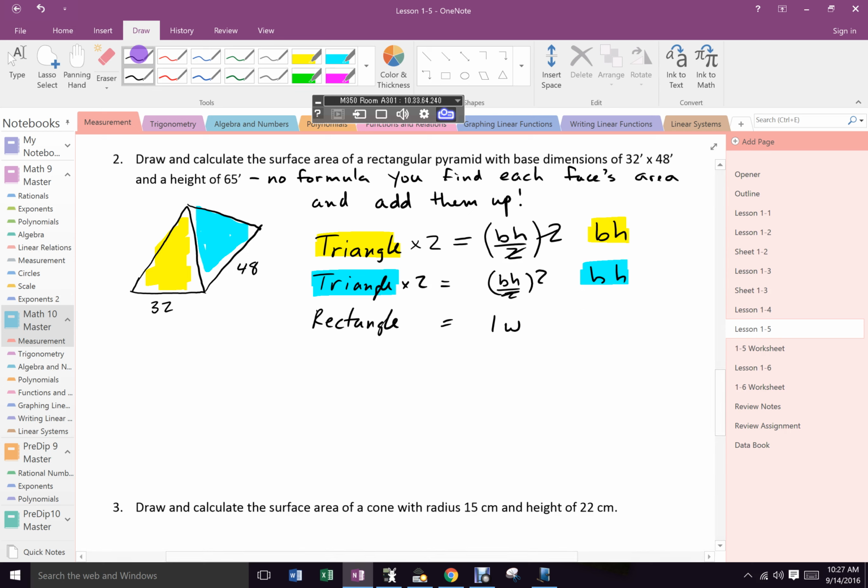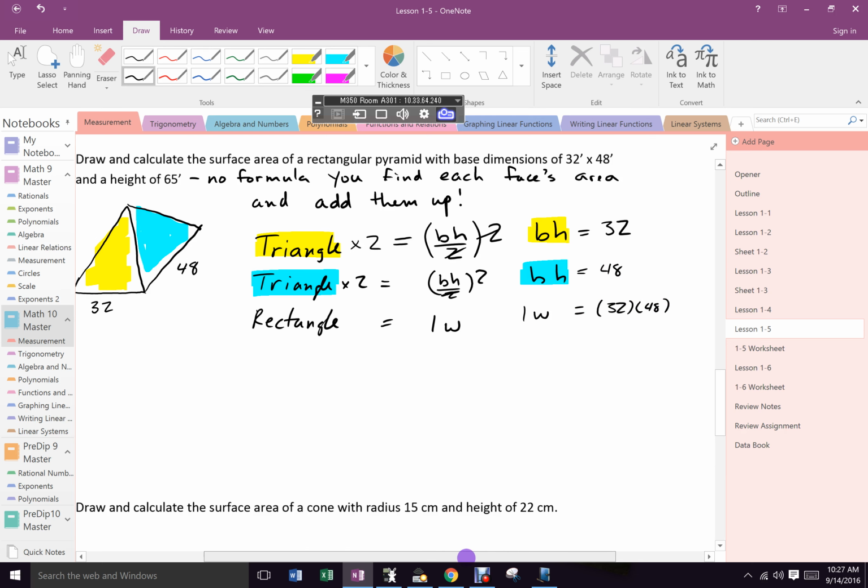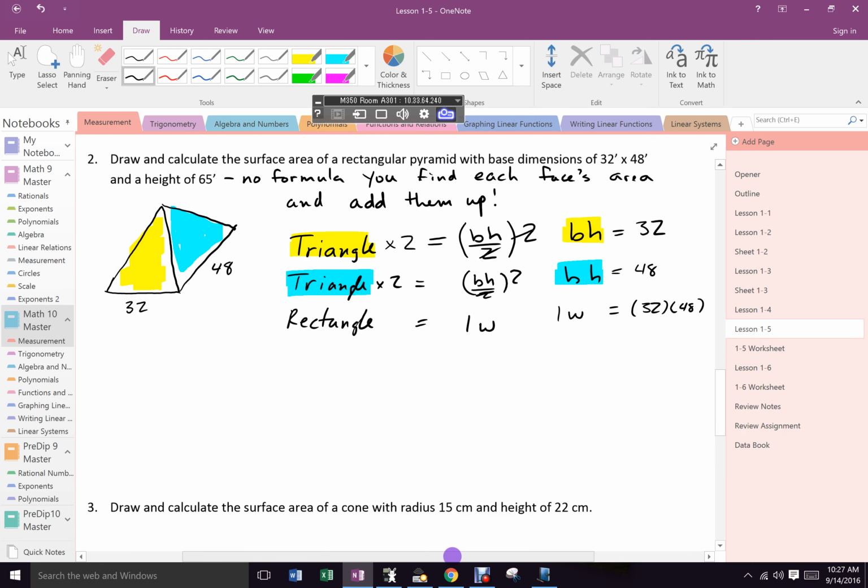Does the yellow triangle have a base? Yes or no? What is it? 32. Does the blue triangle have a base? What is it? 48. Do we have a length and a width on the bottom? What is it? 32 and 48. Now we have to think. Read that question and tell me if the triangle has a height.